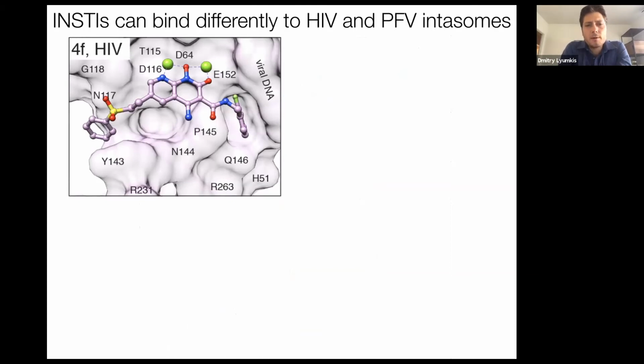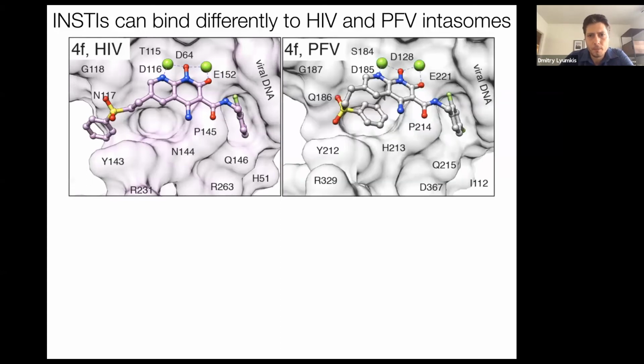If we take one particular compound, this is the compound 4F. This compound has a sulfhydrylbenzene extension on the left side of the active site at its R1 substituent. And we look at how it binds to the HIV intasome. What we see is that this particular chemical group extends out into the solvent exposed cleft. If we look at how that same exact compound binds to the PFV intasome, that sulfhydryl group actually bends back and makes an intramolecular stacking interaction with the naphthalene core.